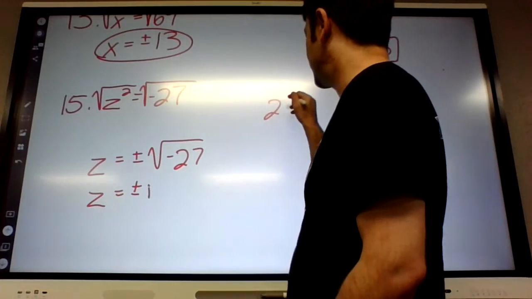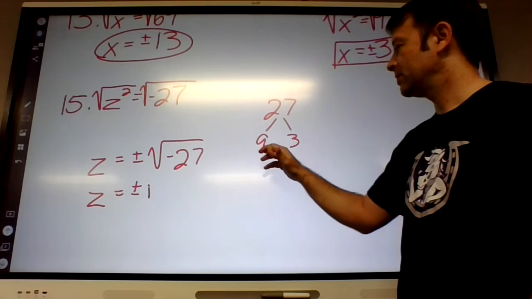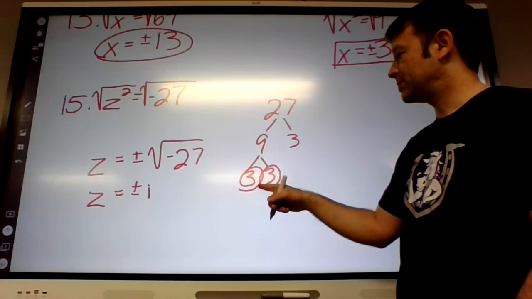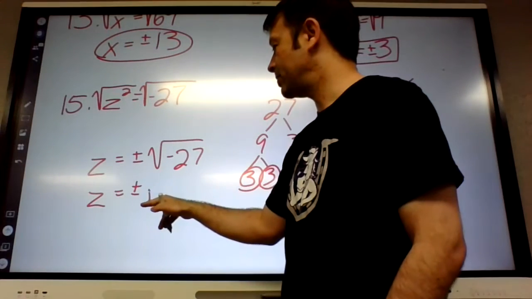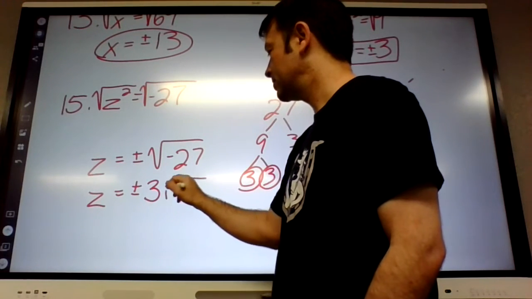Does 27 simplify? The square root simplify? 3. So yeah, there's doubles in it. So it's 3 square root of 3. So I probably shouldn't have written that I in there yet. So it's 3I square root of 3.